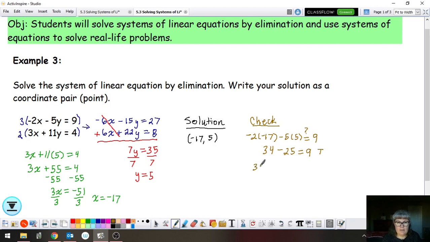Is 3 times negative 17 plus 11 times 5 going to equal 4? That's negative 51 plus 55. That does equal 4. That is also true. So we have solved this correctly. The solution is negative 17, 5.